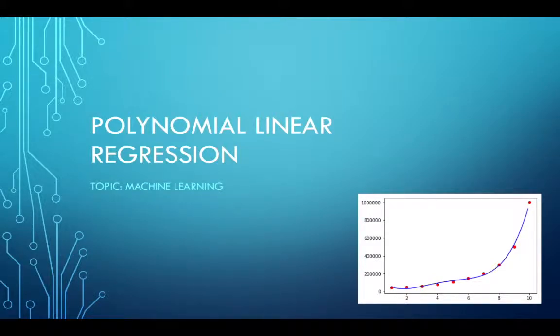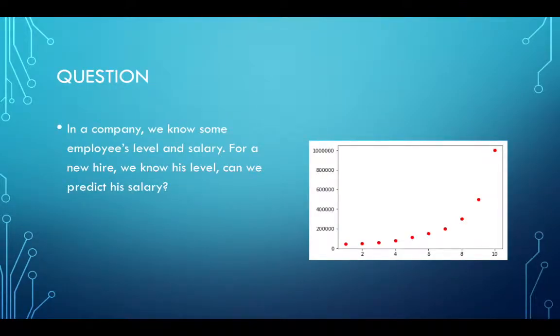Today, I will talk about polynomial linear regression. Let's see a problem. In a company, we know some employees' level and salary. For a new hire, we know his level. Can we predict his salary? For such a problem, it has only one dependent variable.